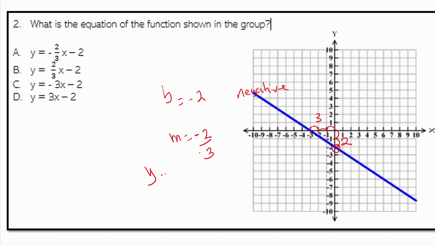So writing our equation y equals mx plus b, we are going to finally get y equals negative 2 over 3 x minus 2 for y. So that gives us A. So that's our answer. Our answer is A, because A fits the description.